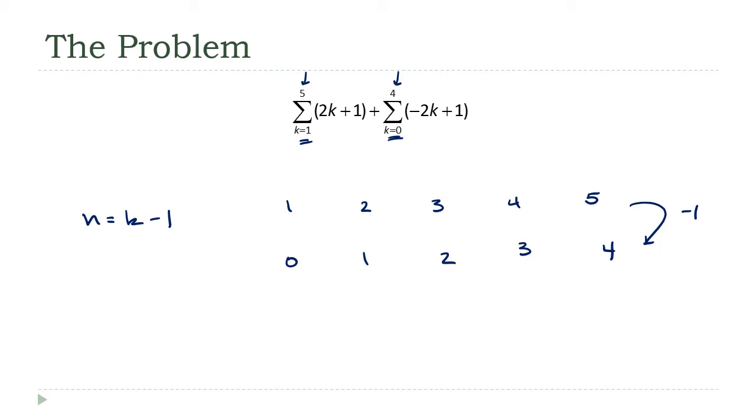Now, to make the actual switch, I'm going to note that k is equal to n plus 1 and make that substitution in the formula for the first series. And this will become 2 times n plus 1 plus 1. We've got the sum here. Then I'll replace the index with n and change the starting and ending points to the corresponding ones for n. So now it's going to go from 0 to 4. And I'm going to leave the second one alone because the second one is doing exactly what I wanted it to do.